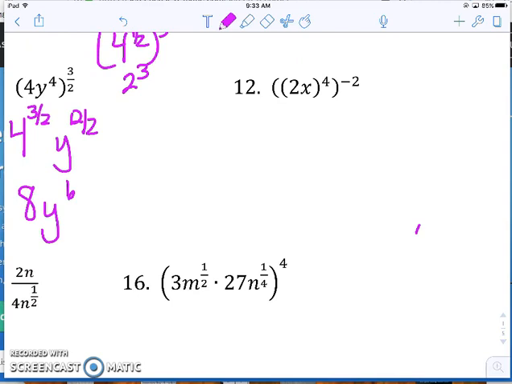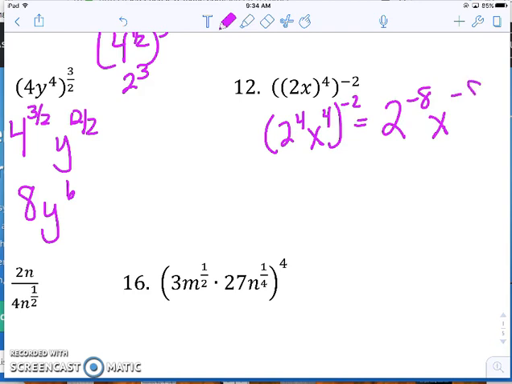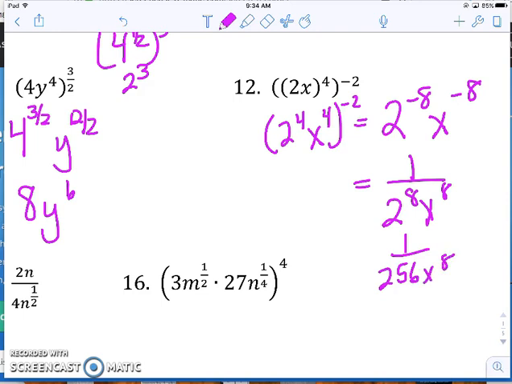Number 12. So if we distribute, we have 2 to the 4th, x to the 4th to the -2. So that'd be 2 to the -8, x to the -8. So 1 over 2 to the 8th, x to the 8th. Let's see, 2 times 2 is 4, 8, 16, 32, 64, 128. So that would be 256 x to the 8th.